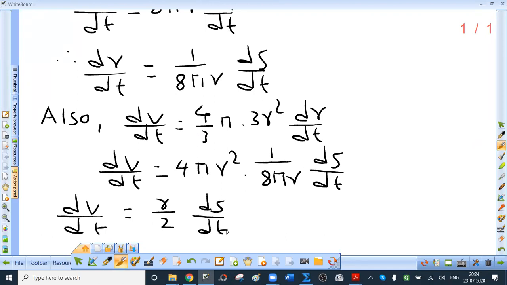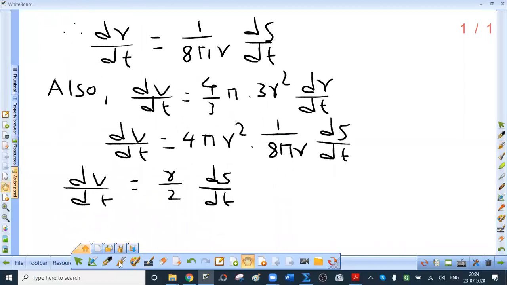Now what is given? Substitute the values. You have to mention that here r is 6. So 6 by 2. You have to observe the unit also. ds dt is nothing but 2, given. So it is 6. But note that it is change in volume, so while writing answer, you have to say centimeter cube per second.